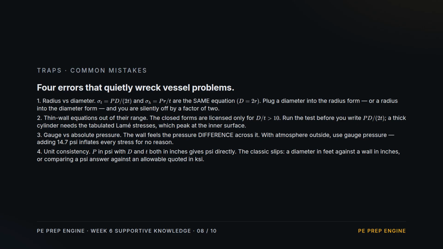Radius versus diameter. PD over 2T and PR over T are the same hoop equation. Mix the forms and you are off by a factor of 2. 2. The thin wall forms are only licensed when D over T clears 10. Below that, use the thick wall table and expect the peak at the inner surface. 3. The wall feels the pressure difference across it, so with atmosphere outside, use gauge pressure. Adding atmospheric inflates every stress. 4. Keep the units consistent. Pressure in PSI with both lengths in inches lands in PSI, and make sure the answer and the allowable are in the same unit before you compare.